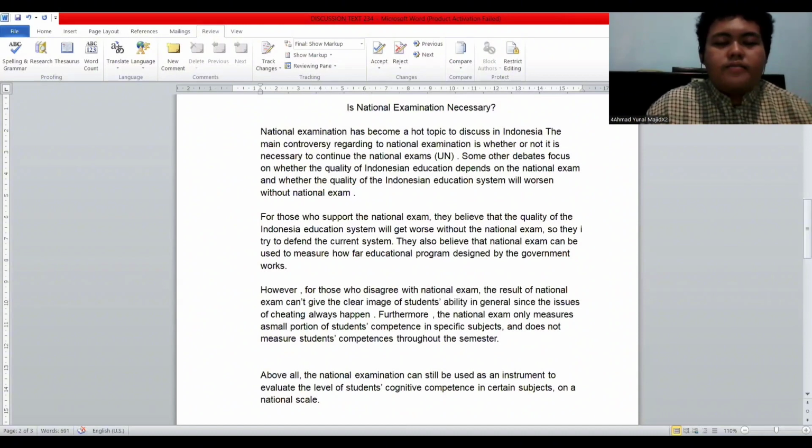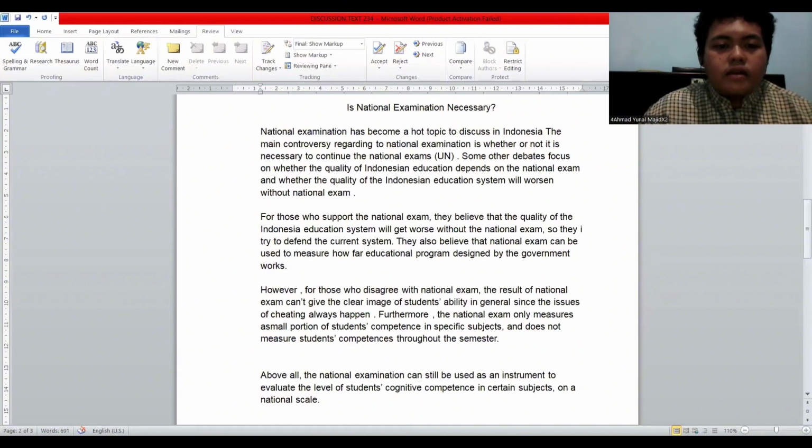Okay, everybody, this is an example of discussion text. The title is National Examination Necessary. The national examination has ended and caused a lot of debate and conversation from people, some saying the national examination is still important, and others saying that it is no longer important now. So it's still widely discussed by many people. Is the national examination still important or not?